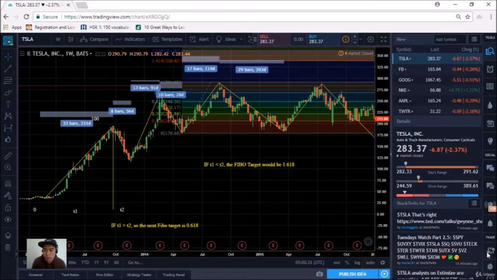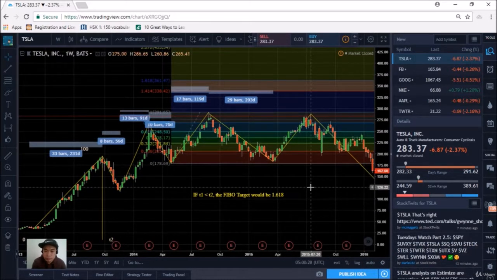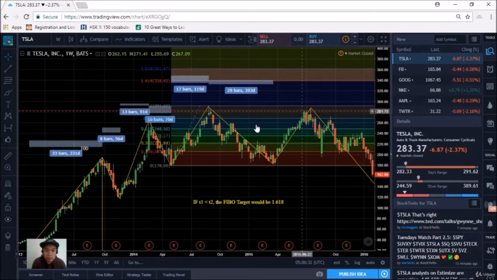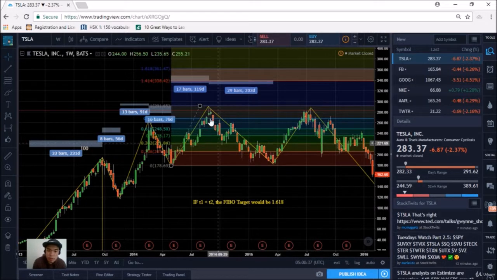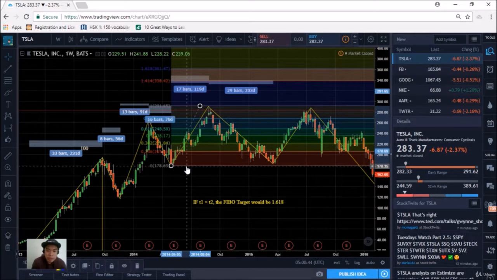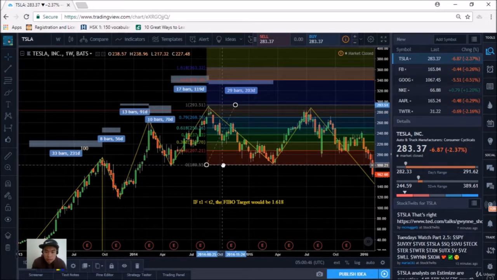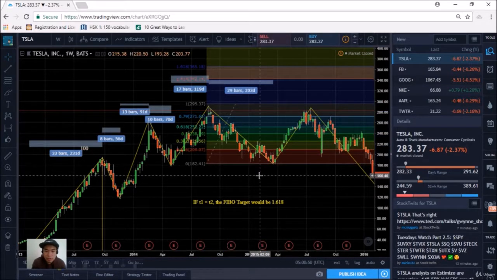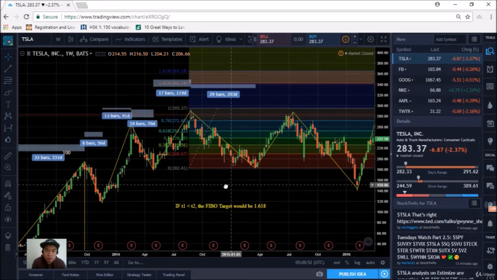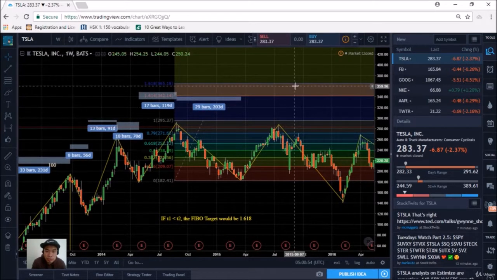Now we can see whether it goes up or not. What we can see is that the new Fibo target is 1.618 because T1 is less than T2. Now let's measure our target. Just move to this distinct low, and it is quite close, and the new target is 1.618.